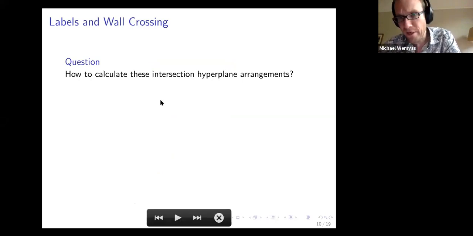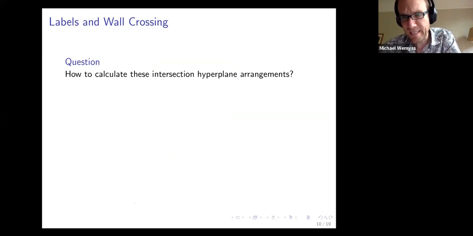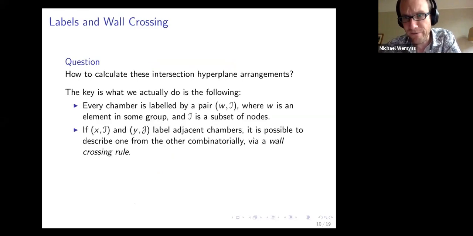So the first one, how to calculate. This is a little bit technical, but let me talk about it very quickly. The real key is the following. In root systems or in Tits cones, one of the key properties they have is that all the chambers are labeled by some element in a group. And that group is called the Weyl group, or the affine Weyl group.